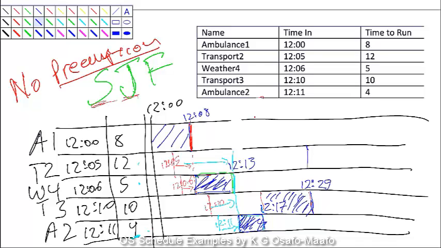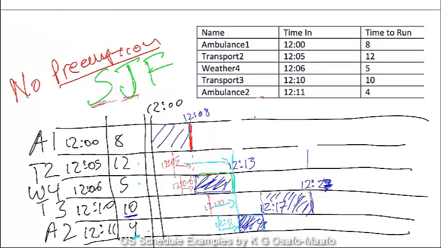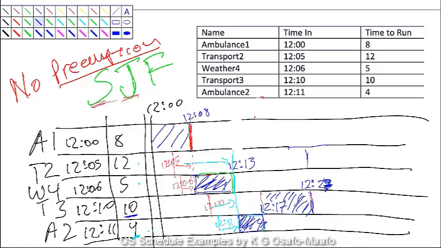Oh, sorry, this is supposed to be for 10, so it should be 27. That's 10 here, so from 12:17 to 12:27. 12 was actually this one. So he would run from 12:27. 12 minutes later, it'll be 12:39. Right. So I've run each of them.